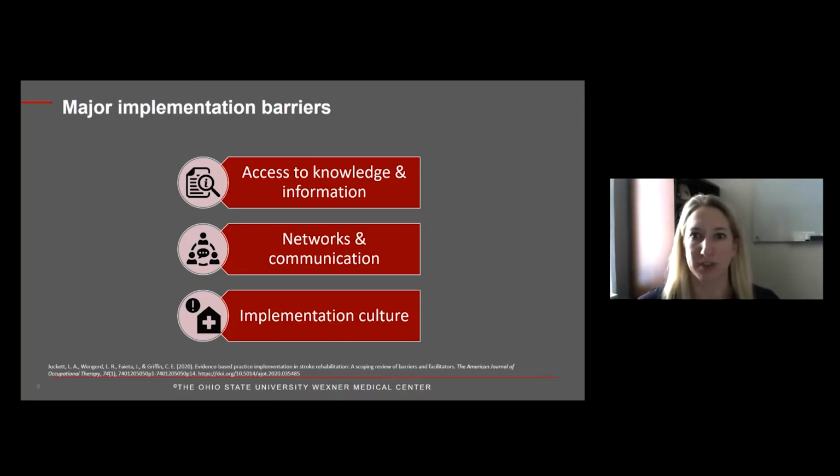Along the lines of networks and communication, perhaps at practitioners' own organizations, in their clinics, in their learning health systems, they don't have communication networks set up in place, such as strong documentation systems to allow for more streamlined use of standardized assessments. And then lastly, a lack of strong implementation culture serves as a barrier to evidence use, or in this case, standardized assessments use.